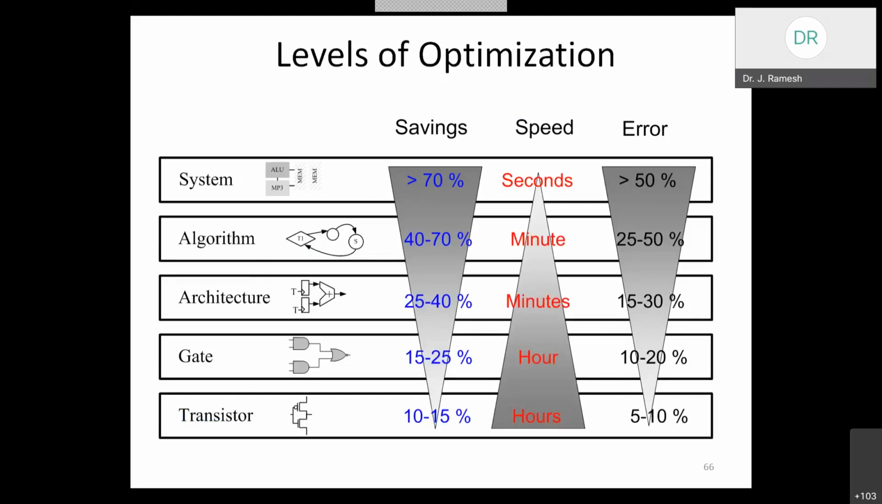Okay, next. While proceeding to the optimization, at what level do we have to optimize them? We all know that in VLSI design we have various levels of design abstraction.